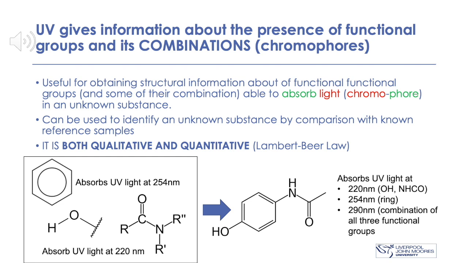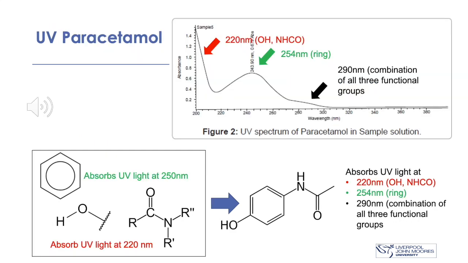Look at the example below with paracetamol. Paracetamol can be split into three elements: a benzene ring, a hydroxyl, and an amide. All these three functional groups absorb ultraviolet light at different wavelengths. The benzene ring absorbs UV light at around 250 nanometers, while the other two functional groups, hydroxyl and amide, do it at 220 nanometers.